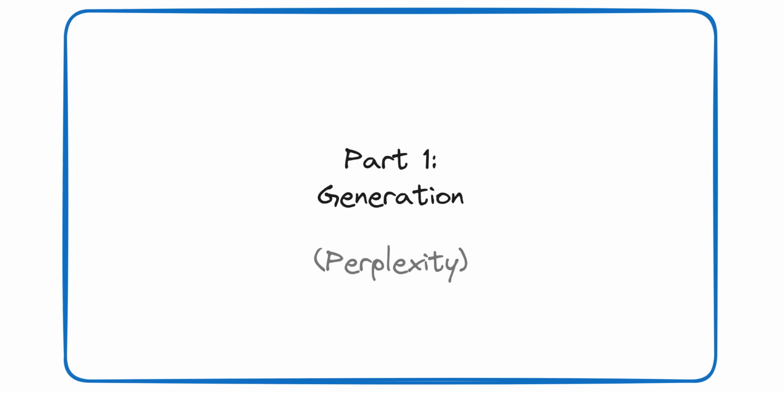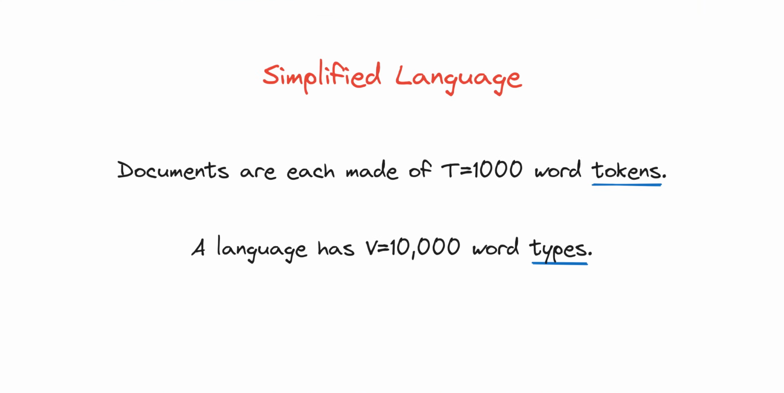Okay, let's begin. The first section is about generation, and we're going to focus on the formula for perplexity. For this section, we're going to use a simplified version of language. We're going to assume that we have a collection of documents. Each of these documents is made up of exactly 1,000 word tokens. We're going to also use a simplified version of language. This version of language will have 10,000 word types. Think of this as our dictionary.